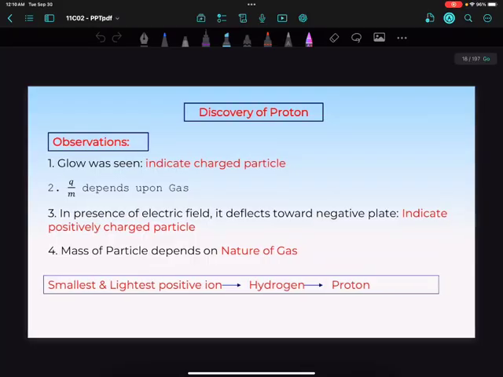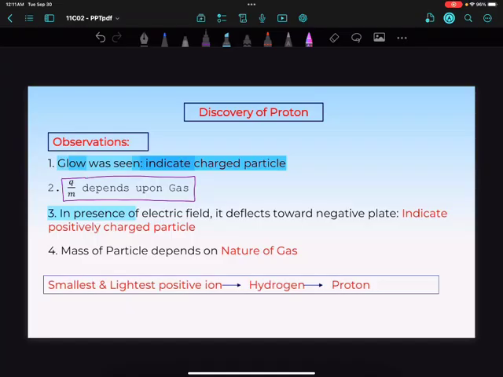So now how did the discovery of the proton take place? The observation was seen, the glow was seen, indicating that there is a charged particle. Okay, glow means particle. The q by m depends upon the gas. Okay. So here it said that the q by m depends upon the gas. In the presence of an electric field, it deflects towards the negative plate, indicating it is positively charged.